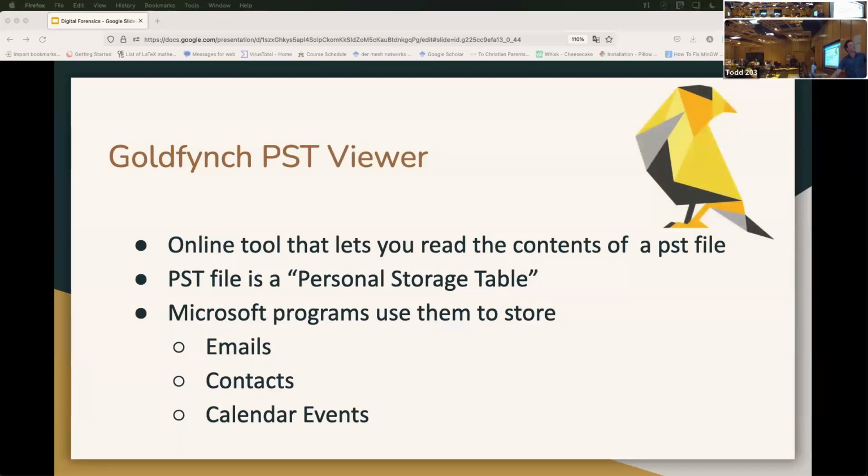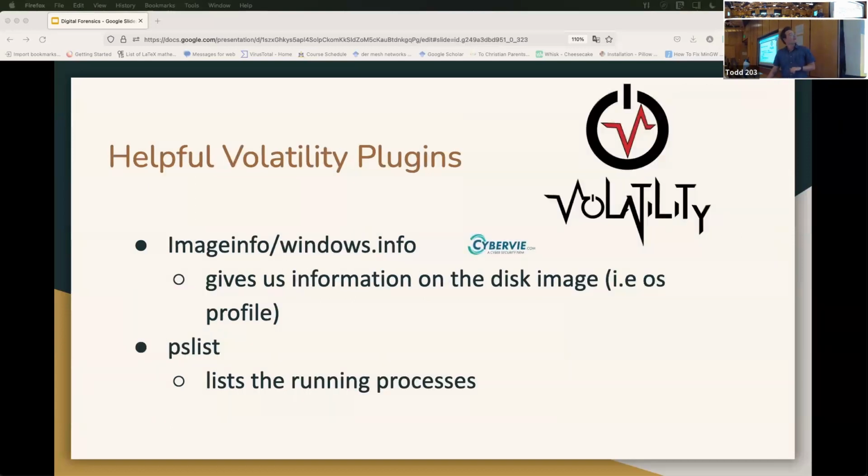We're also going to make use of Goldfinch PST viewer. PST files are Personal Storage Tables. Microsoft uses these to store emails, contacts, and calendar events. So we're going to extract a PST file and actually be able to see some emails. But we're going to use Goldfinch to take a look at it so we don't have to put potentially malicious emails into Outlook or anything like that and run Linux.